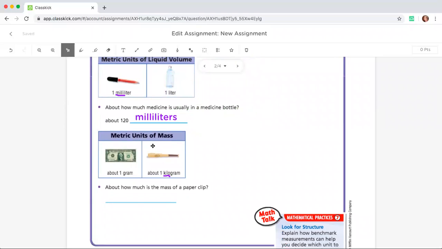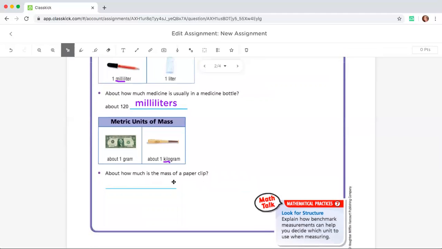Metric units of mass. On the other page, we had customary units of mass. Those were things like pounds, ounces, and tons, which is the very big unit. So we have grams, which is about what a dollar bill weighs. I usually say that a paper clip, one small one, weighs about a gram. A kilogram would be a baseball bat. Okay, so it takes 1,000 grams to make 1 kilogram.